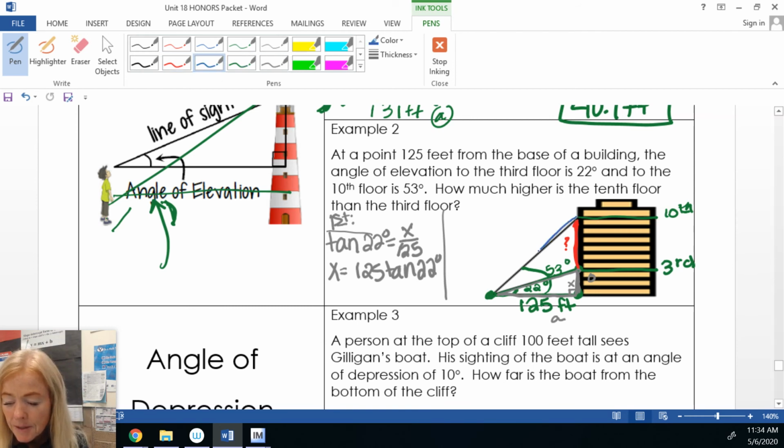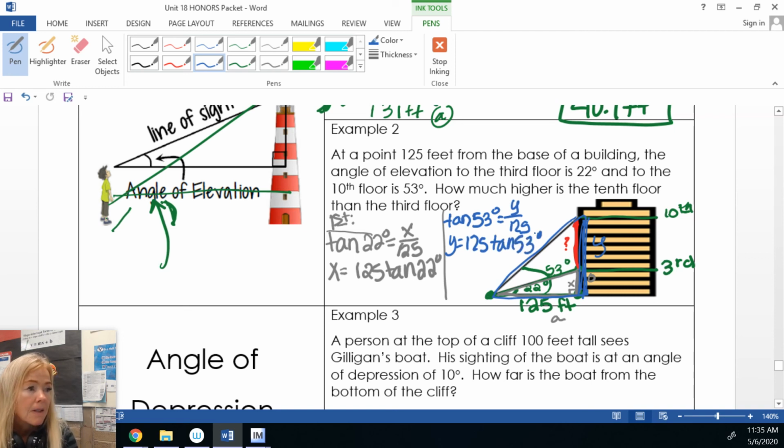Then, probably using blue, we're going to find this triangle, because again, it's a right triangle. We have an angle, 53 degrees, and a side that's 125 feet long, and we can look for this height that is the total height from the ground up to the 10th floor, which we'll call y. It's tangent 53 degrees, because that's the whole angle from the ground, the horizontal line of sight, up to the top of the 10th floor. Tangent 53 degrees equals y over 125 feet. So y is going to equal 125 times the tangent of 53.